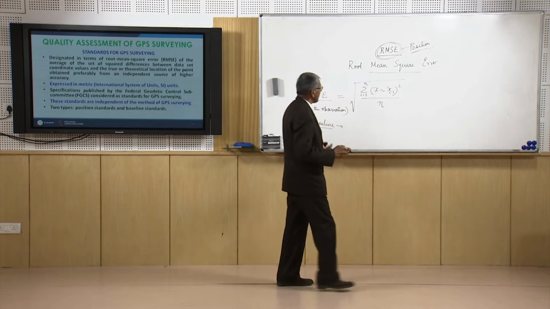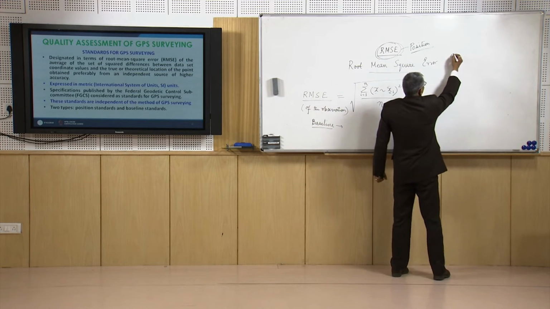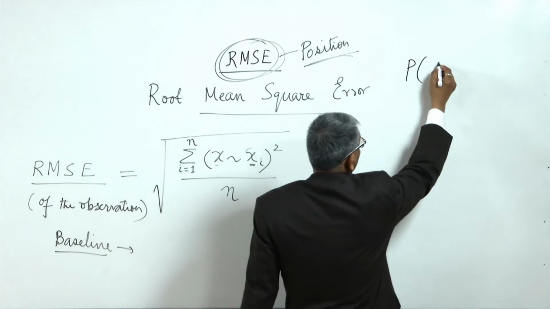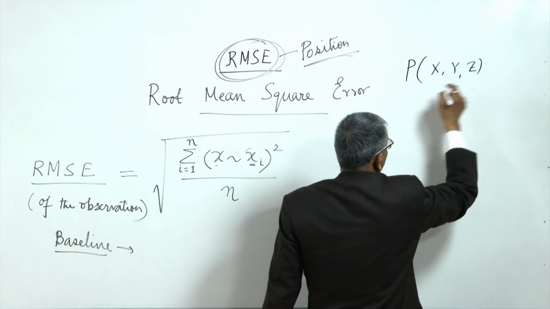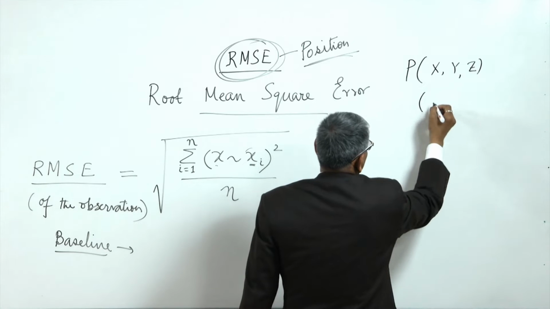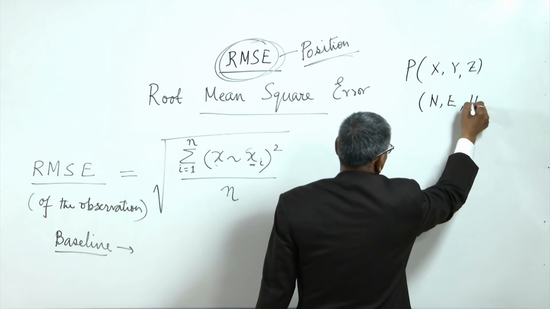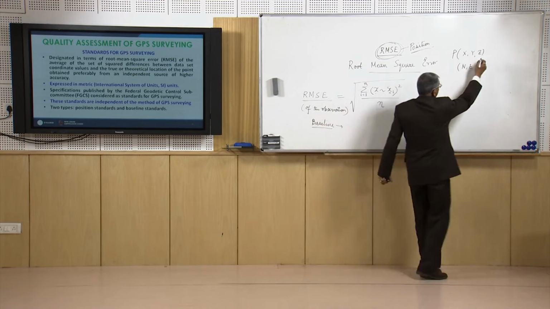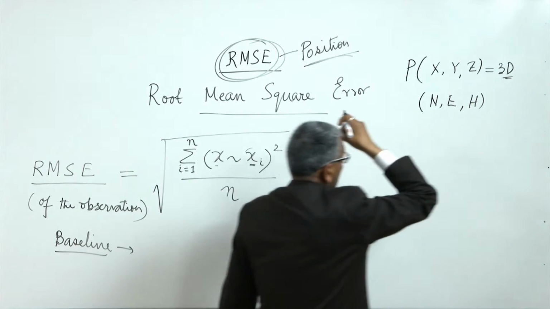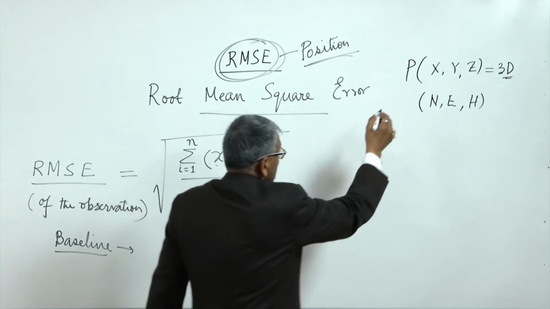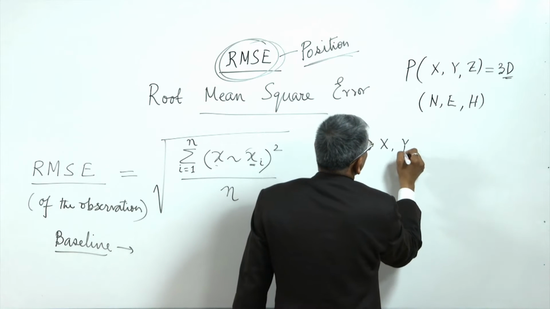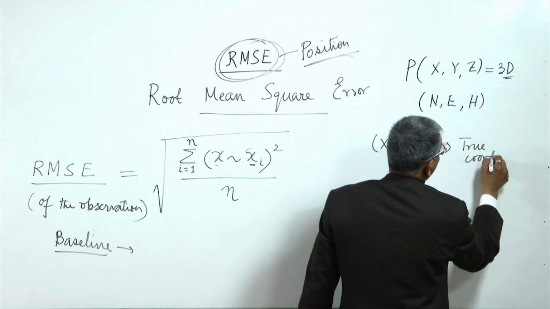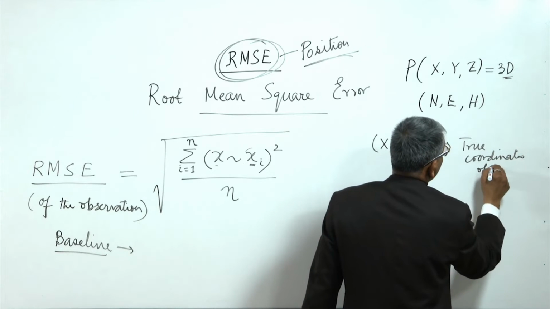Now, let me take an example of the location of a position. We know the position of a point can be defined by Cartesian coordinates x, y, z, or by planimetric coordinates north and east and orthometric height. Now, in case of a 3D position, suppose x, y, z are the true coordinates of point P.